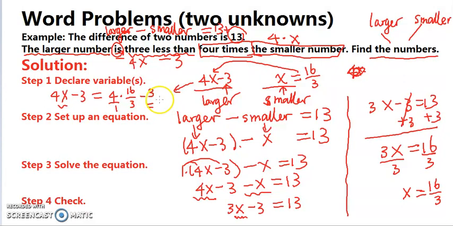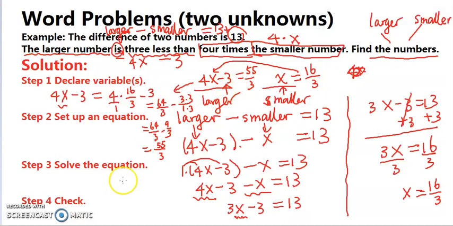We will get 64 over 3 minus the second 3, which we'll put as 3 over 1 and get an equal denominator by multiplying both the top and bottom by 3. That will give us 64 over 3 minus 9 over 3, which is 55 over 3. So let's put the answer right here, 55 over 3.